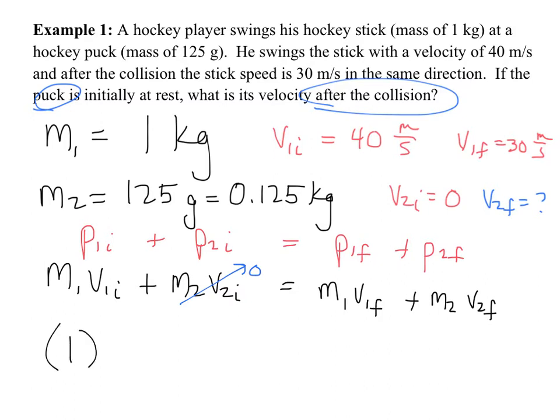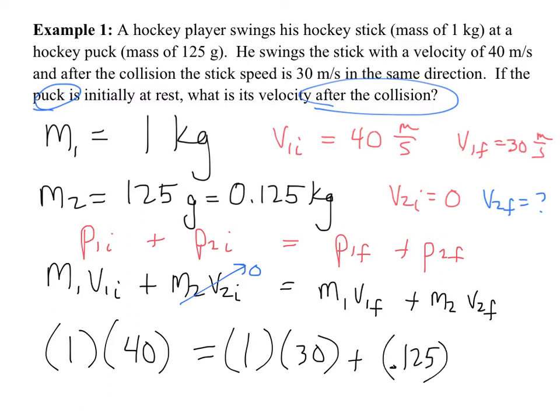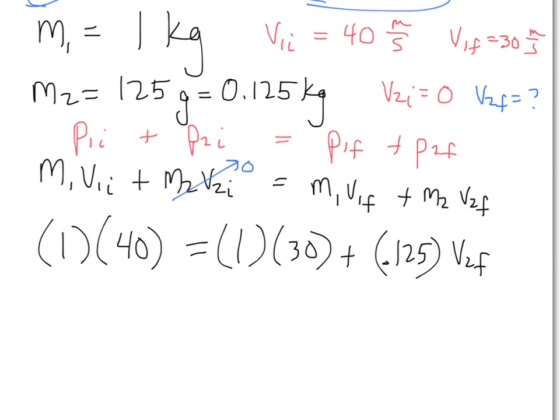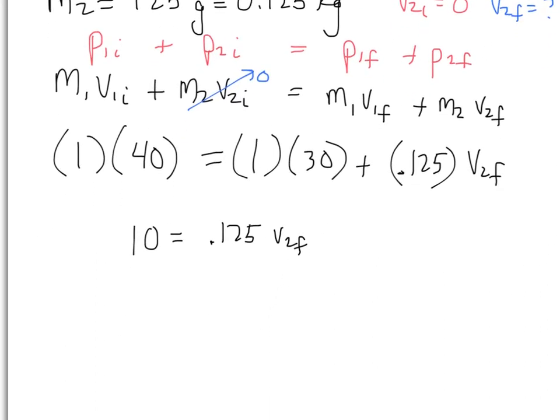So we've got 1 kilogram times 40 meters per second plus 0, obviously doesn't affect it. 1 kilogram times 30 meters per second plus the hockey puck times your V2F. Subtracting 30 from 40 gives us 10. And dividing by an eighth into 10 should give you 80. Okay, 0.125, it's a common decimal, so 1/8. Divide 10 by 1/8, you get 80 as a result.